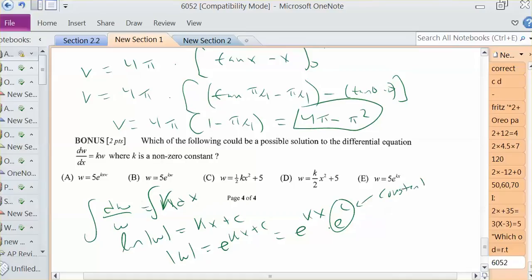That's just using our properties of exponents. So the most logical would be e then. It would be something times e to the kx. So it could be positive or negative, but anyway. So that's the bonus. Okay, so that concludes test number 4 solutions.